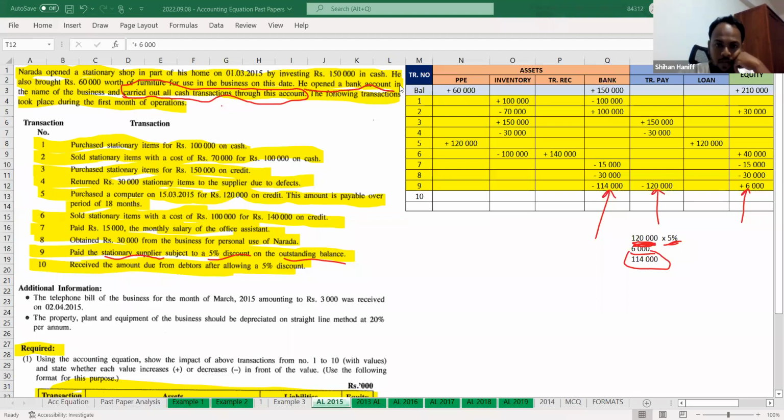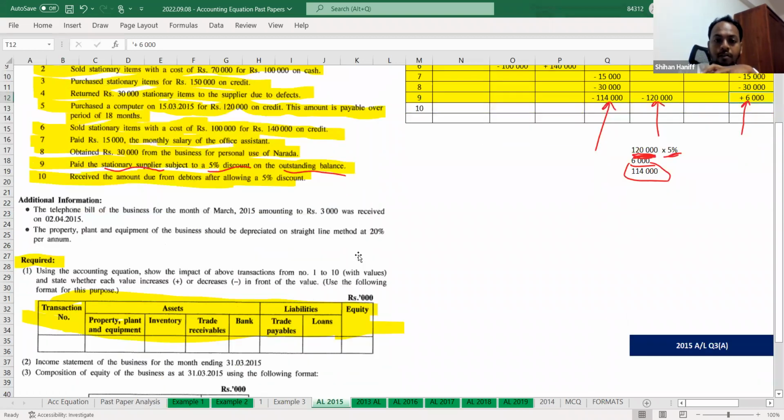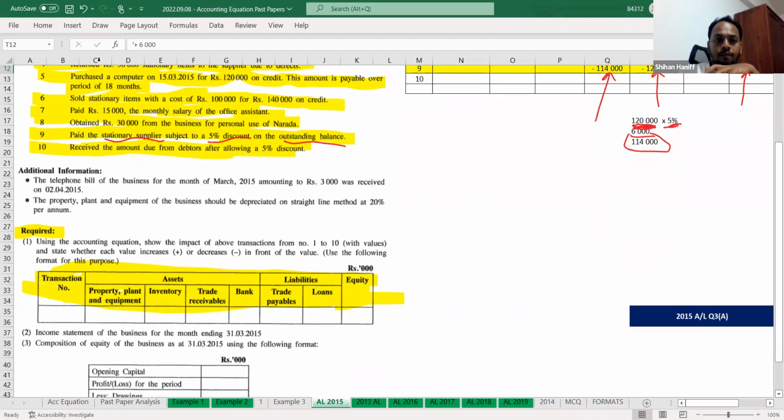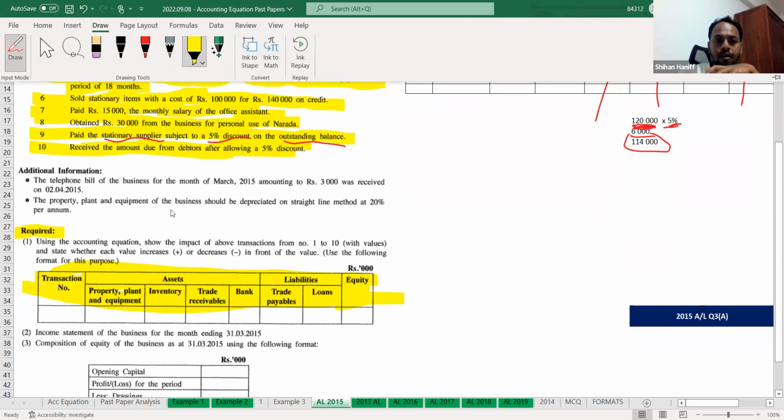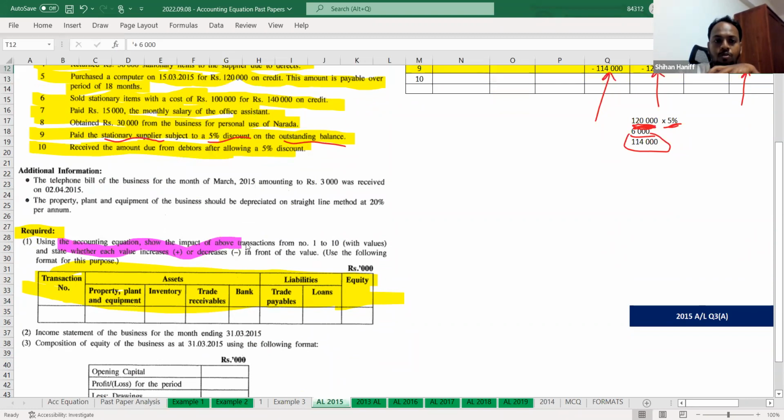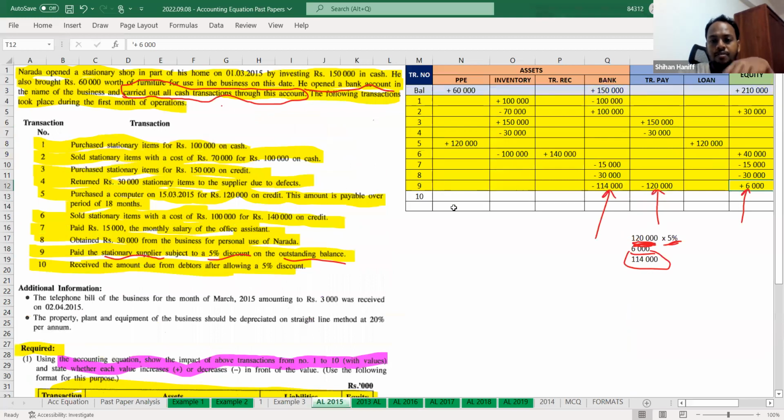There is another question. Aren't we considering the additional information? Additional information is not required now. Always when we are writing the answers, we have to give the answer for what they ask. So what is the requirement? Using the accounting equation, show the impact of the above transactions from number 1 to 10 with values. So don't try to do the additional information here. Okay.